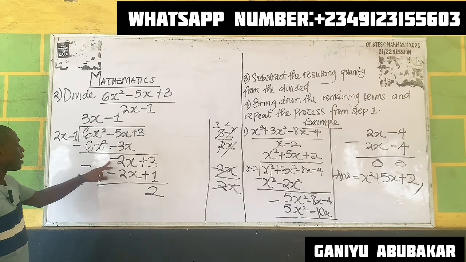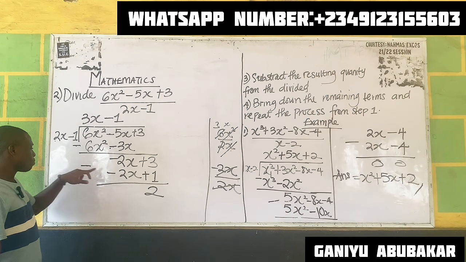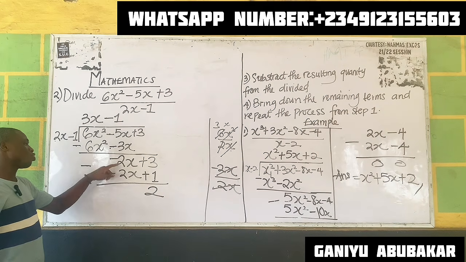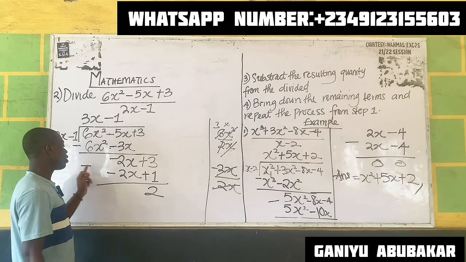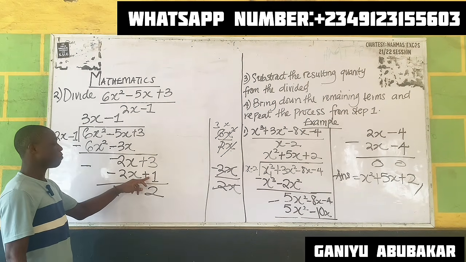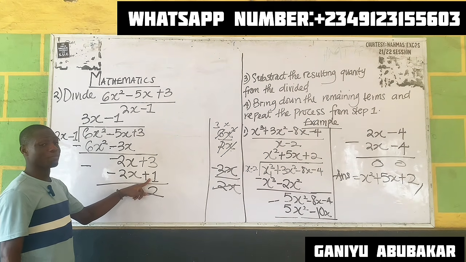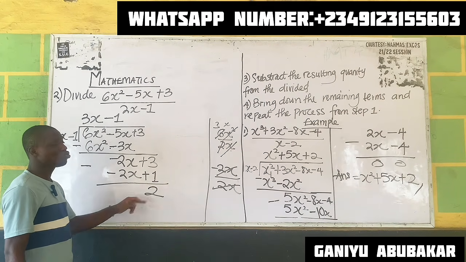Observe, minus 2x minus 2x. So minus gives you positive. So it means here is positive 2x. So minus 2x plus 2x, that's 0. Next up, minus plus is minus. So it means I'm having minus 1 here, because minus times plus is minus. So this is minus 1. So plus 3 minus 1 gives you 2.